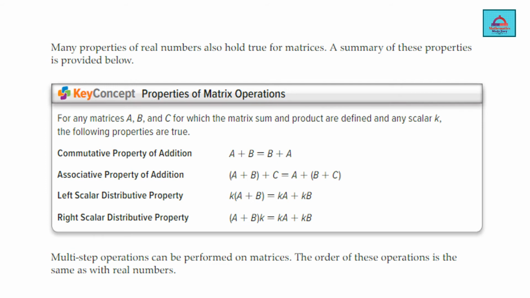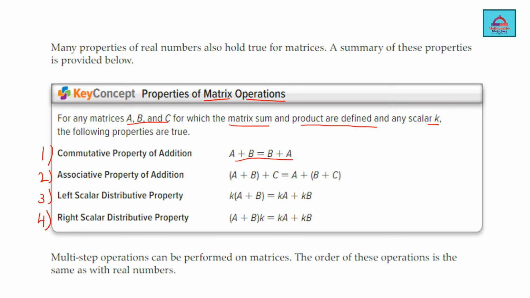Now I'm showing you some properties of matrix operation which are very useful while solving questions on the same. So for any matrix A, B and C, if you are given three matrices in which the matrix sum and product are well defined for any scalar k, then the following properties 1, 2, 3, 4 are always true. The first is commutative property of addition. So it means that if you have two matrices A and B and you're trying to add them, then A plus B is same as B plus A. So changing the matrix order does not change your addition result.